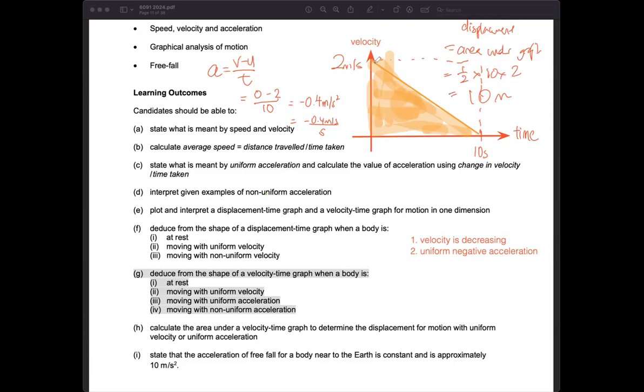So, what if the graph is curved? How do you find the area under the graph? That's where you learn your calculus in AMAX. When you have the formula of the graph, you can integrate to find the area under the graph. If the graph is a curve, it's very hard to find the area. You'll learn that in AMAX, in Sec 4 in your last topic. Is that clear?